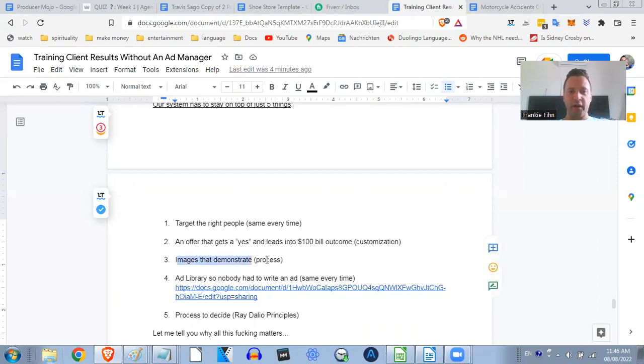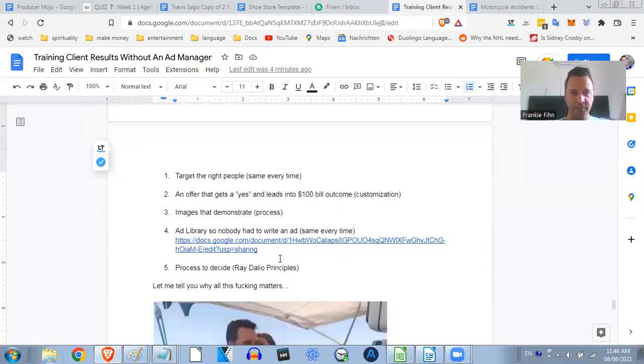We have images, and our image process is really simple. It's mostly like lawyer's face, book, lawyer's colors. That's our image formula, right? It's not super complicated. Sometimes pictures of motorcycles. And we split test images of motorcycles and crashes with pictures of the lawyer's face. Ad library. This is probably the most complicated piece, but I don't want my virtual assistants trying to write great ads, right? This is essentially what you would hire a media buyer for.